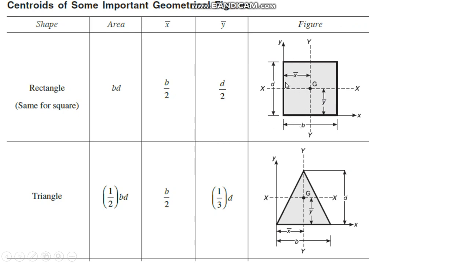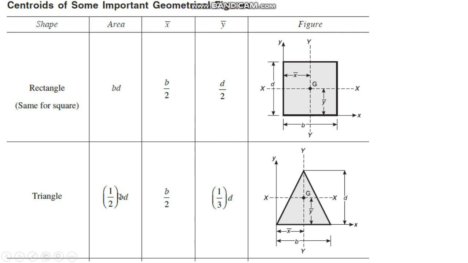Here O x, O y is the reference axis, and x x bar and y y bar are its centroidal axes. This is for the rectangle figure. Similarly, the same is true for the square also.